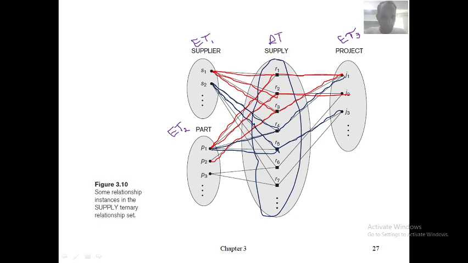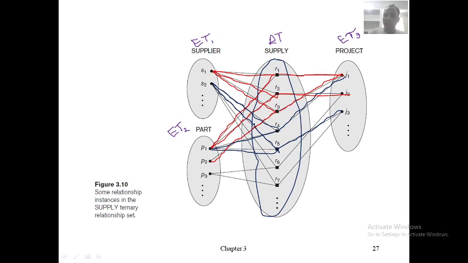This is called a ternary relationship set. What is there in that ternary relationship set? R1, r2, r3, r4, r5, r6, r7. From r7 you will come to know that S2 is supplying part 3 to project 3.